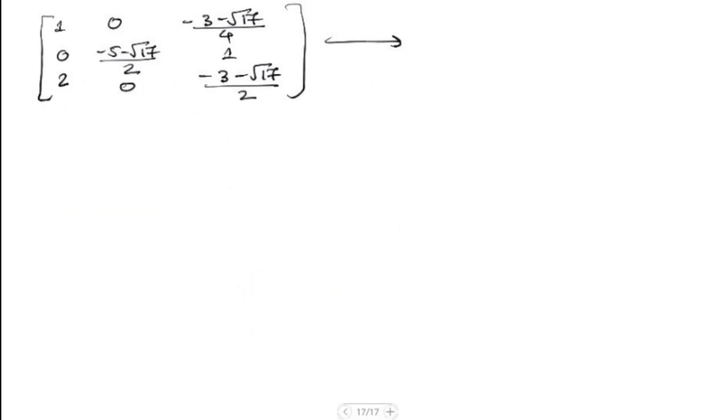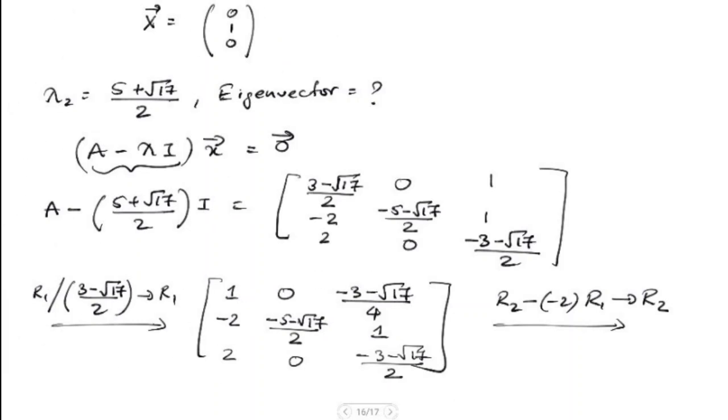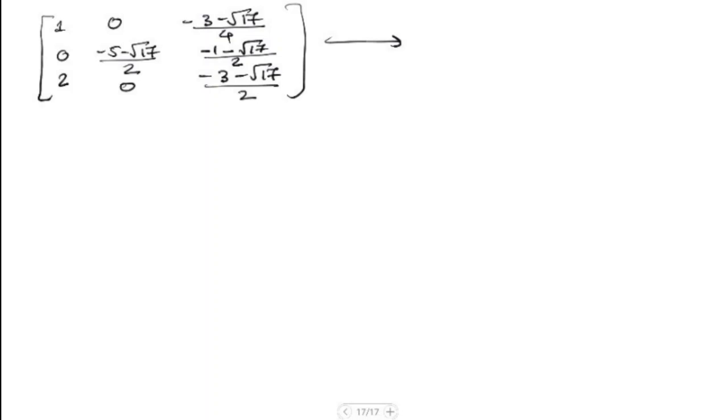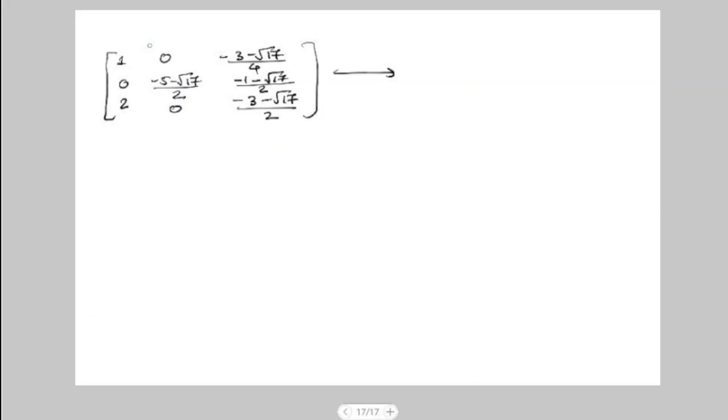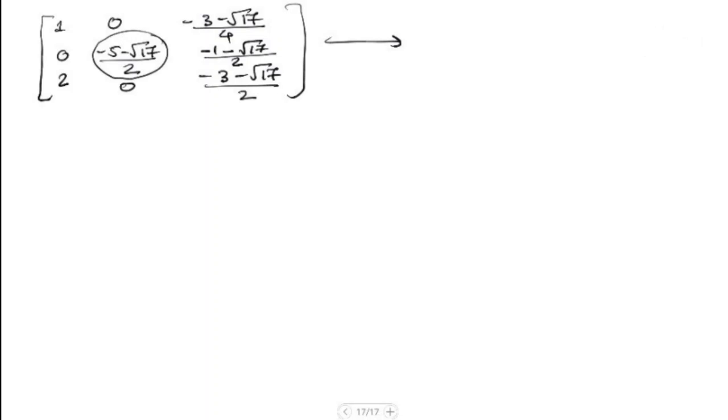I've made a mistake here. So we have here minus (5 minus root 17) divided by 2, and here it's not supposed to be a 1 here. So we have here minus (1 minus root 17) divided by 2. Okay, so we have made the leading element in our first row 1. We made the second row's first element 0, and now our target is to make the leading element of the second row 1.